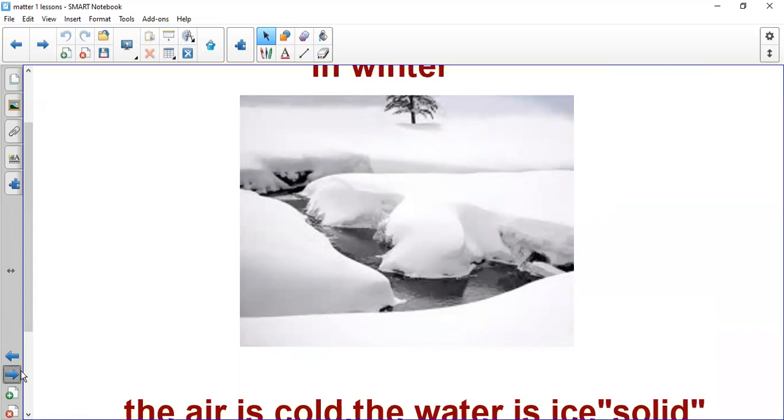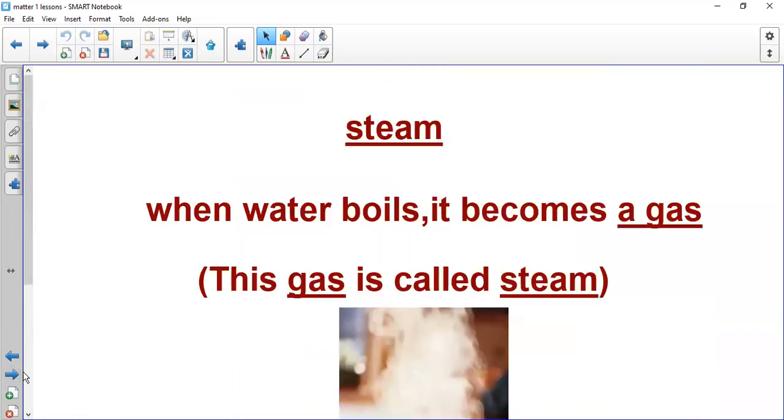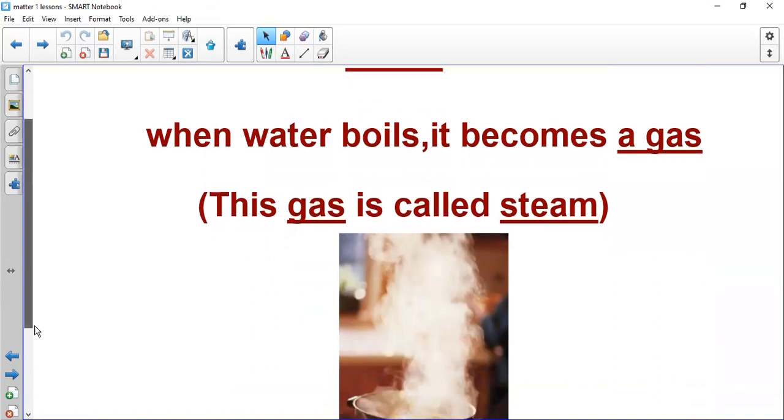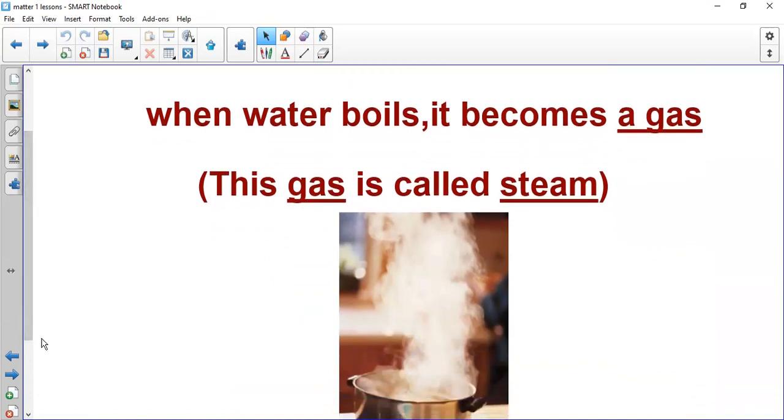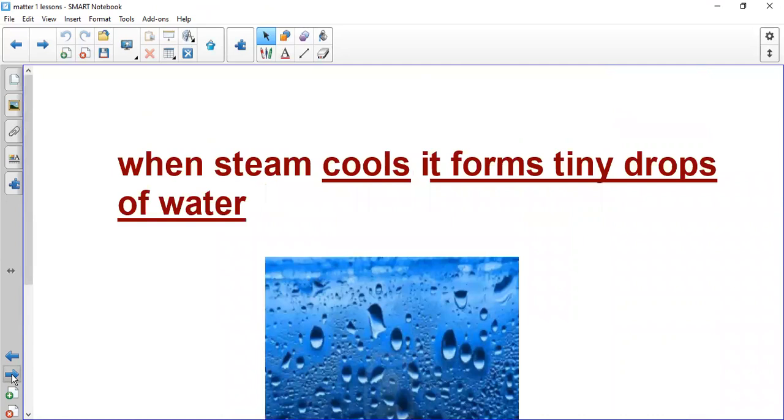The last thing we said: what is steam? If you watch your mom while she's cooking, when water starts to boil, the gas coming out of the pot is called steam. What happens when this steam cools? It forms tiny drops of water. And this is the end of the third form of matter.